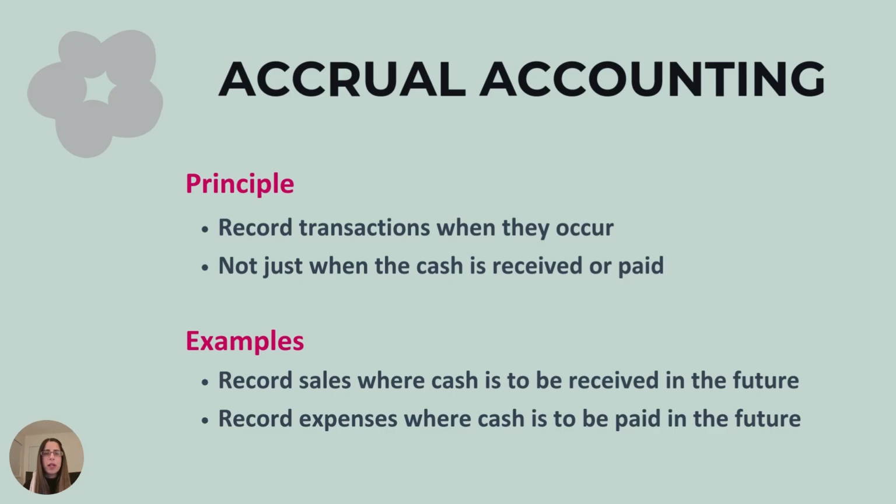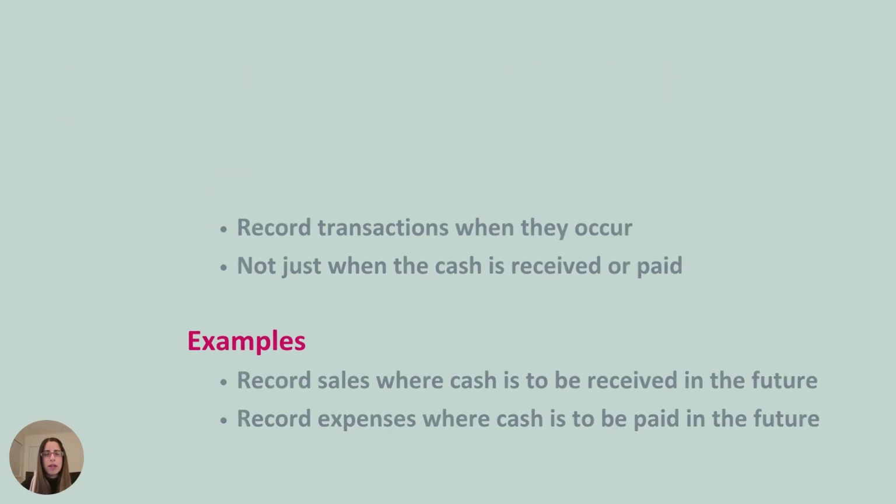Now, the principle of accrual accounting is we want to record transactions when they occur, not just when the cash is received or paid. Examples of transactions where that might happen are a sale where cash is going to be received in the future, or an expense where the cash is to be paid in the future. So, you can see a transaction still happens, but the cash is happening at a later time.